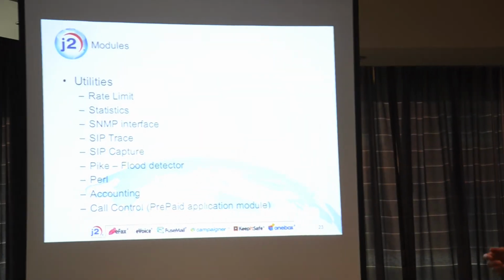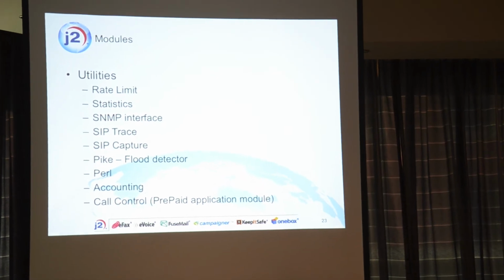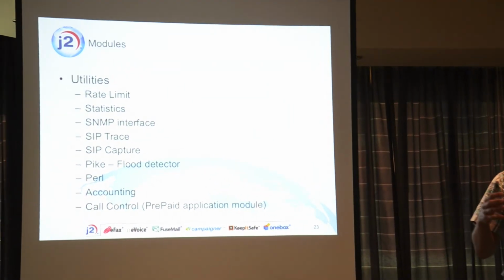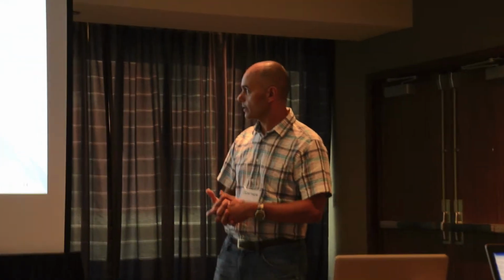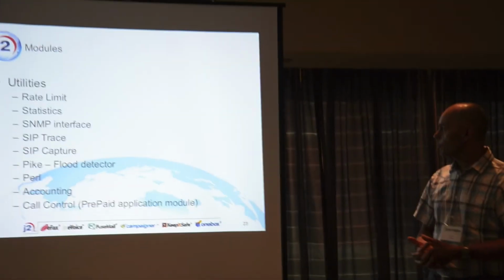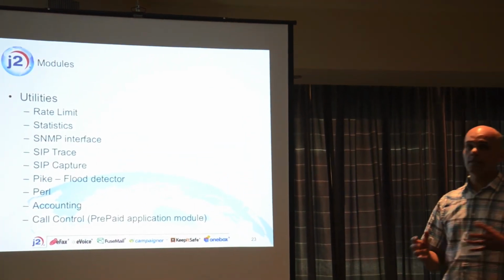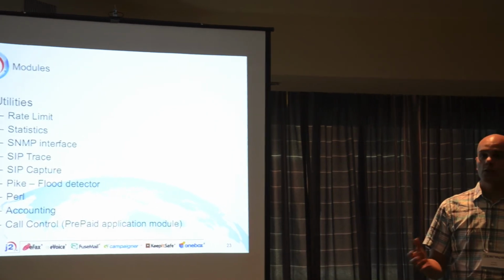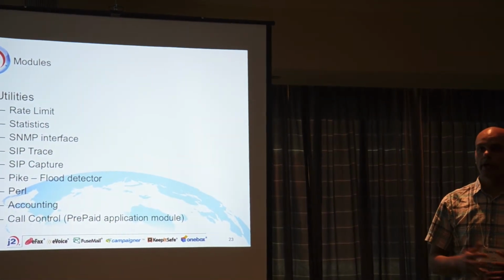And then there are some utility modules. Talk about rate limit. You want to limit the number of calls per second to a specific trunk or gateway. You can control that here. There's a statistics module that basically gives you statistics. SNMP interface, SIP trace.